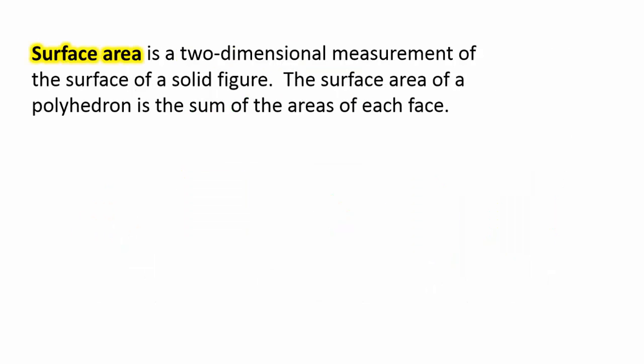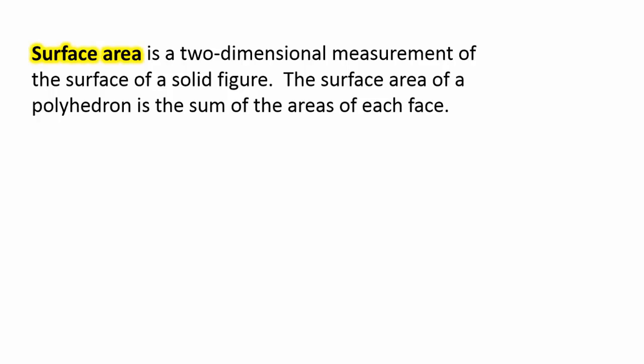Now that we've got all the vocabulary out of the way, let's talk about measuring some things. The 2 things that we're going to be measuring when it comes to polyhedron or any of these 3-dimensional figures, these solids, are going to be the surface area and the volume of the solids. The surface area is basically a 2-dimensional measurement of the surface of a solid figure. The surface area of a polyhedron is basically the sum of the areas of each face.